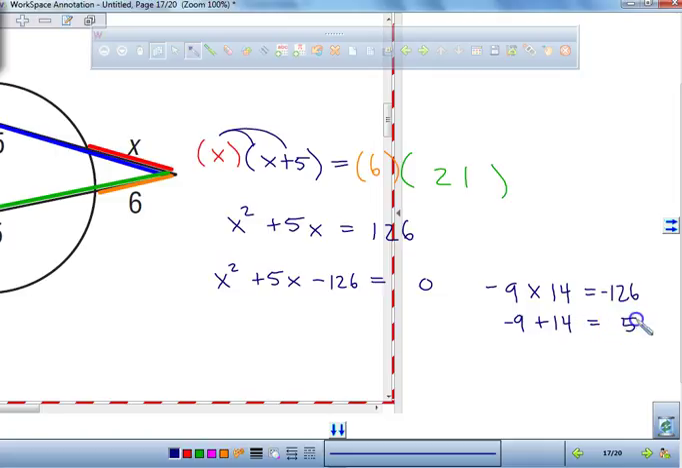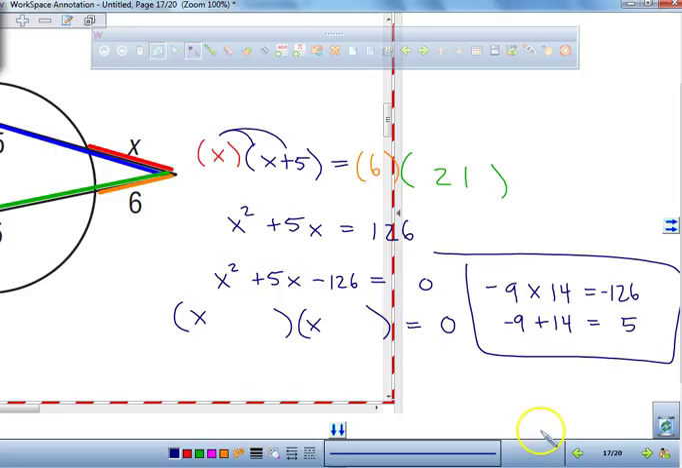Now, what you're trying to search for is two numbers that multiply together to equal negative 126, but those same two numbers add up to a 5. But I'm not going to tell you what those numbers are. Okay? When you're trying to factor this, you're looking for two numbers in the universe that multiply together to equal negative 126, and those same two numbers add together to equal a 5. So I'm going to put a minus 9 here. I'm going to put a plus 14.